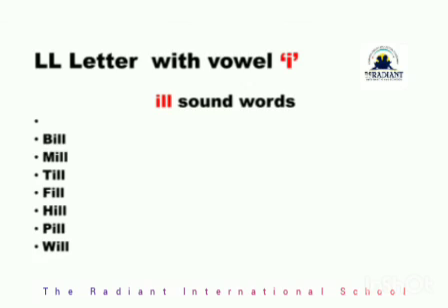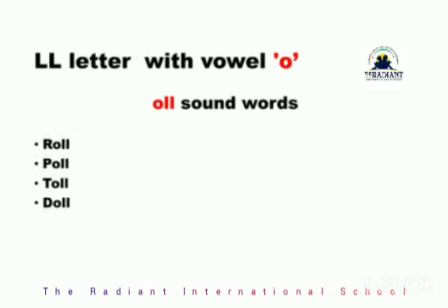Okay, now moving to next. Double L letter with vowel O. O double L sounds all. Okay, over here we can see R O double L roll, R all roll. Then P O double L P all pole, T O double L T all toll.